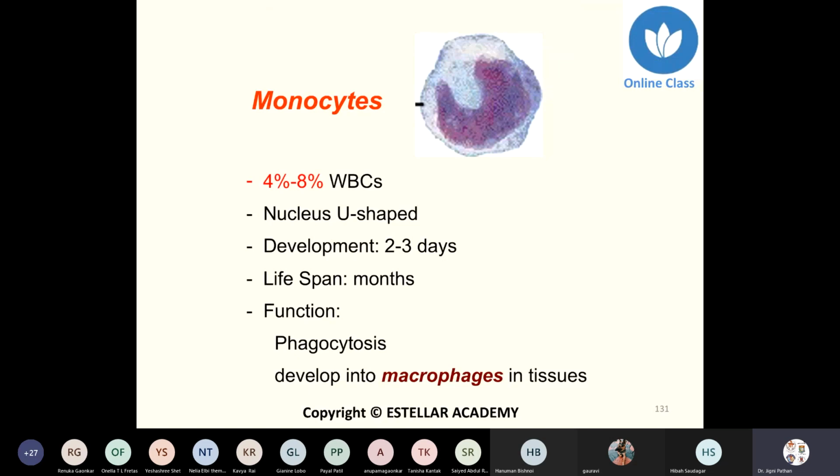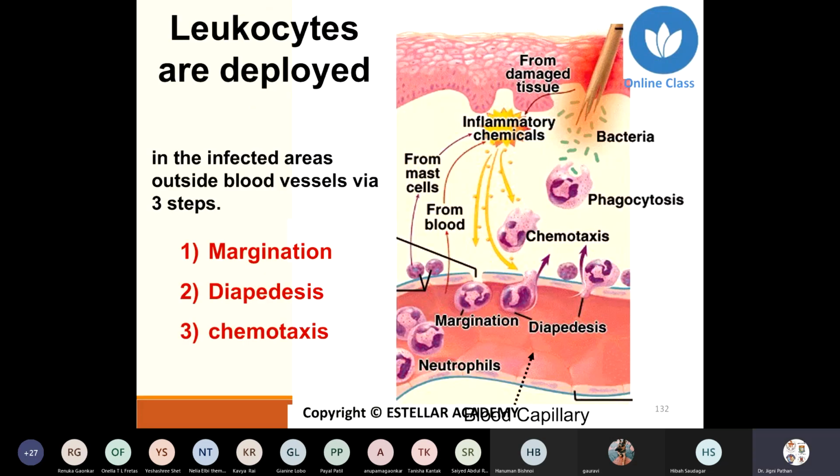Next, leukocytes. Still, we need to discuss a few points about the leukocytes. Neutrophils, which are leukocytes, are the first to reach the site of infection. Wherever there is an infection, they are the first cells to reach. This point is clear. Now, how does it happen? One is margination, another is diapedesis, and the third step is chemotaxis.